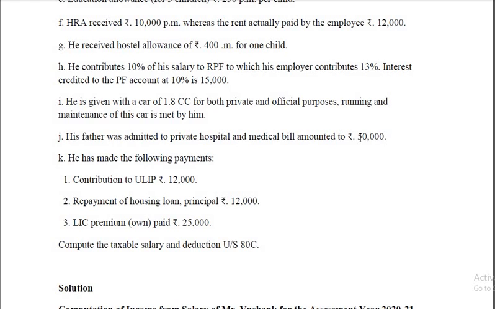Here, whatever the amount reimbursed by the employer is fully taxable. Earlier, it was exempt up to 15,000, but that is withdrawn. So whatever amount is reimbursed by the employer is taxable now. He has made the following payments. Contribution to ULIP, 12,000. This is for 80C.